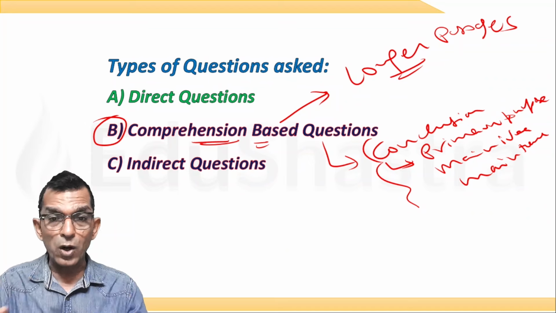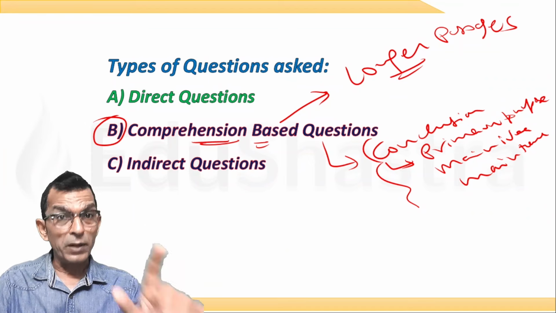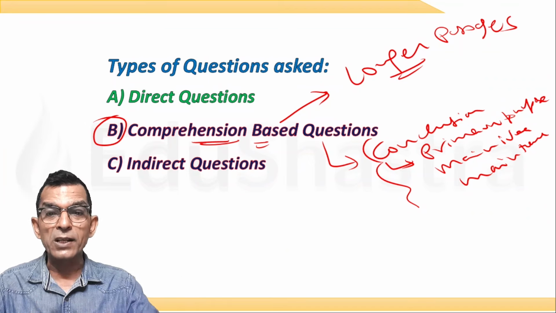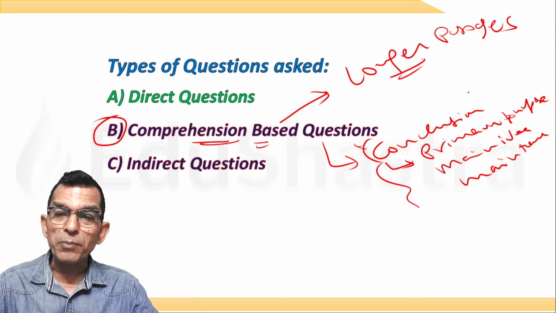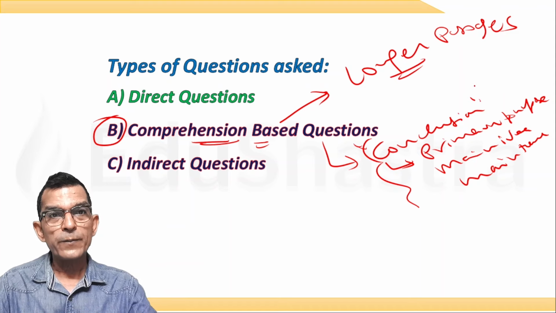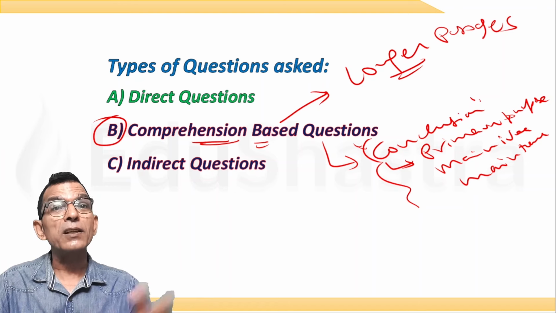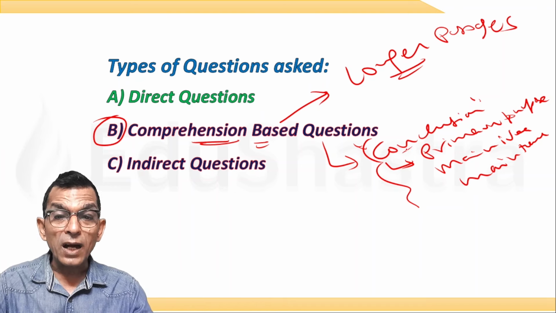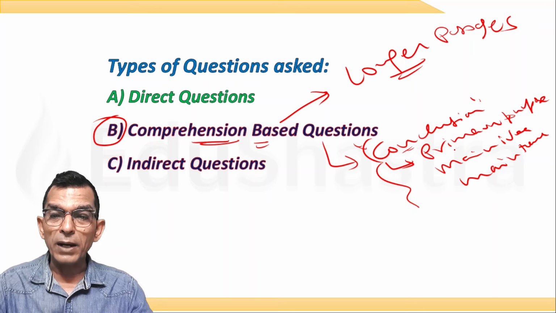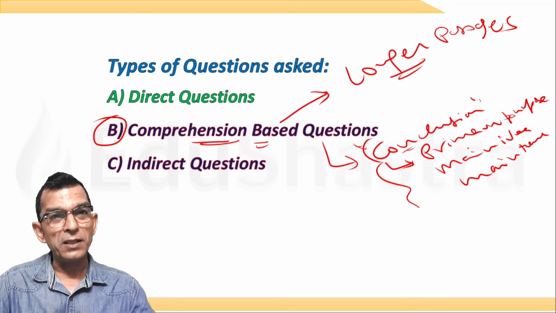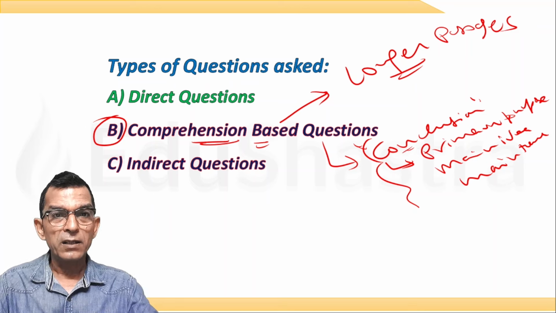So premises are not to be included. Or even if you include the premise, make sure that the conclusion part is also included. Even if you want to write the premise, write them, but don't write only the premises. That will be half the answer because conclusion is what is meant by primary purpose, main idea, main theme, central idea, central theme, etc. Okay.